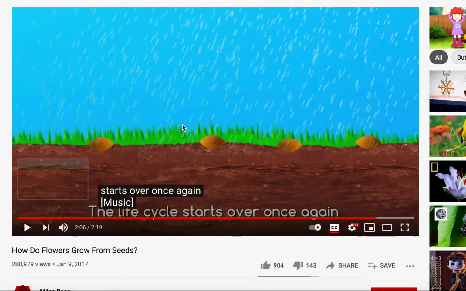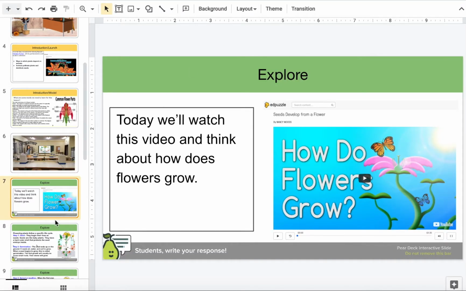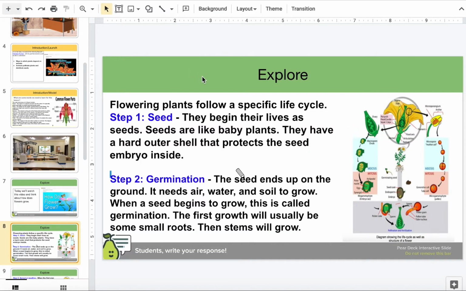Okay, science explorers. So let's revisit the flowering plant's specific life cycle. So step 1, the seed. They begin their lives as seeds. Seeds are like baby plants. They have a hard outer shell that protects the seed's embryo inside. Step 2 of the life cycle of a flowering plant, germination. The seed ends up on the ground. It needs air, water, and soil to grow. When a seed begins to grow, this is called germination, and the first growth is usually some small roots, then the stems will grow.